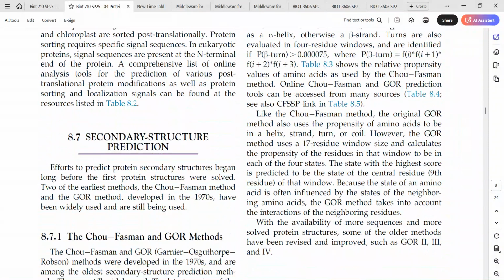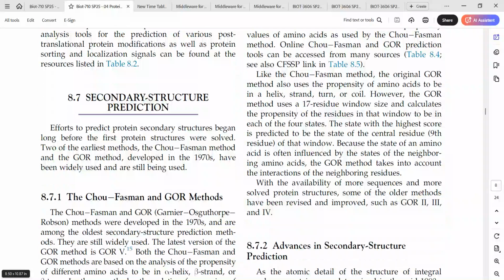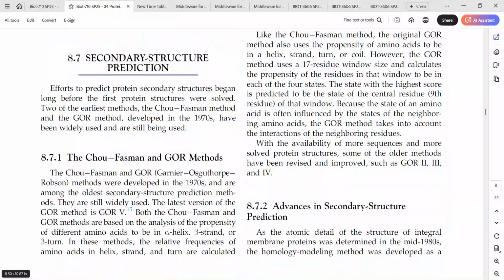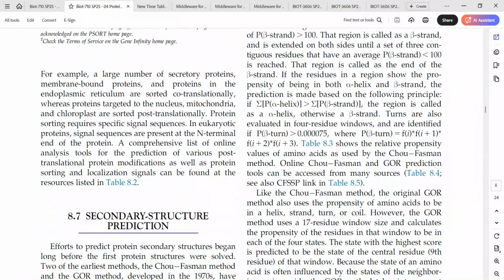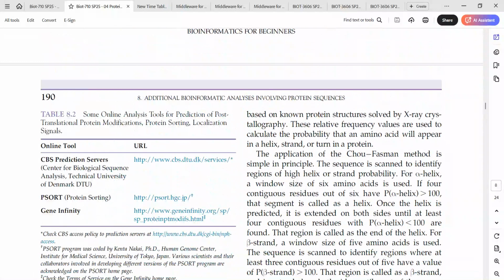Secondary structure prediction. There are methods which can identify the secondary structure of the protein. Initially, there were methods known as Chou-Fasman and GOR, which calculate the probability of certain amino acids in the protein being involved in forming a specific secondary structure. Using the probability values, if there is a certain patch of amino acids in a certain region of the protein, we can hypothesize that this region may be involved in forming some secondary structure.